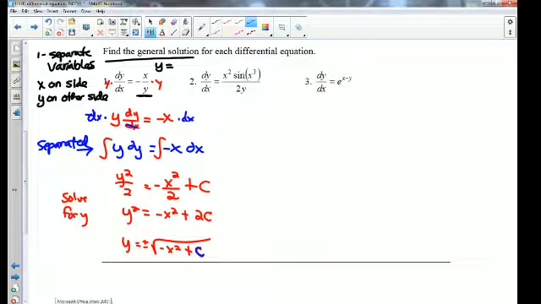Is that the solution? This is it. You're done. General solution right here. So we were given y prime and that is y? Yeah, if you derive this, you will end up back here.